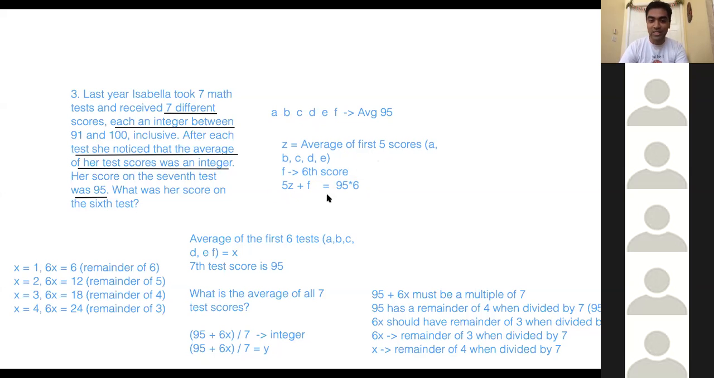Okay, now looking at this, can anyone tell me what F is? Or what F could be? It could be 95, but actually no. So why do you think it could be 95? If the integers, they didn't all have to be different, you could take 5Z, which would be, well, the average of the first 5 scores would be 95, plus F, which is also 95, equals 6 95s. Yep, so that makes sense. But the issue is that 95 was the score on the 7th test, right? And we know that each score is a different value between 91 and 100.